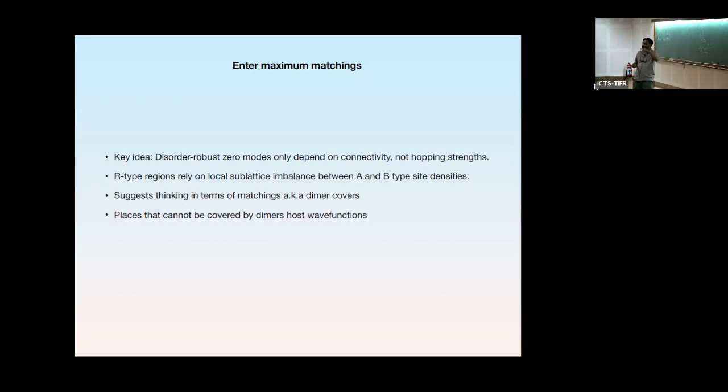And if you think about dimer covers, what a dimer does is it matches an A site to a B site. And so wherever you have dimers that you can put down perfectly, there's no local sublattice imbalance. On the lattice scale, you have matched things. So I suggest thinking in terms of matchings. The idea would be that wherever you can't put a perfect dimer cover down, wherever there are monomers, that's where you will be able to make these zero modes. That's where you'll have these R-type regions. This is very vague, right?